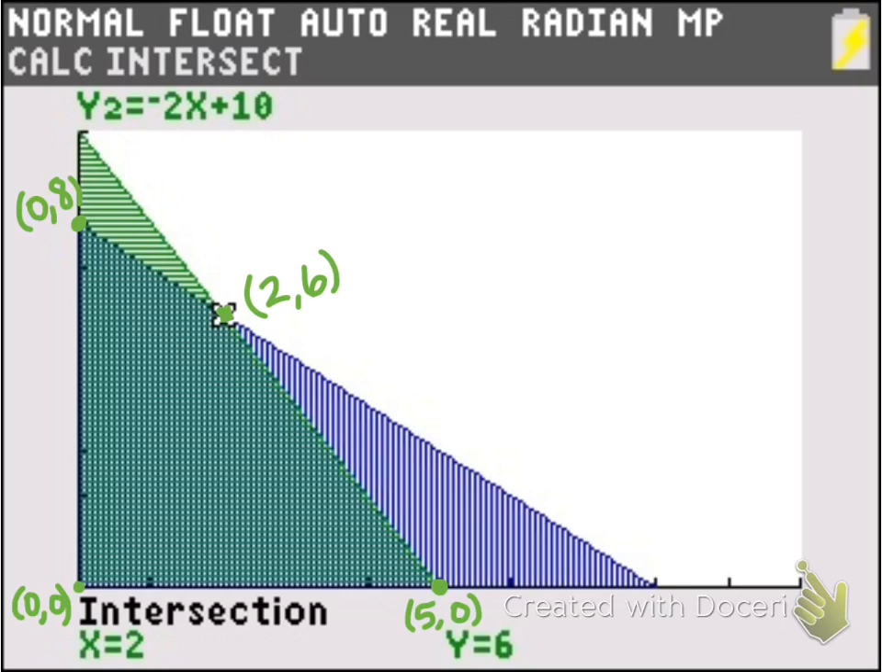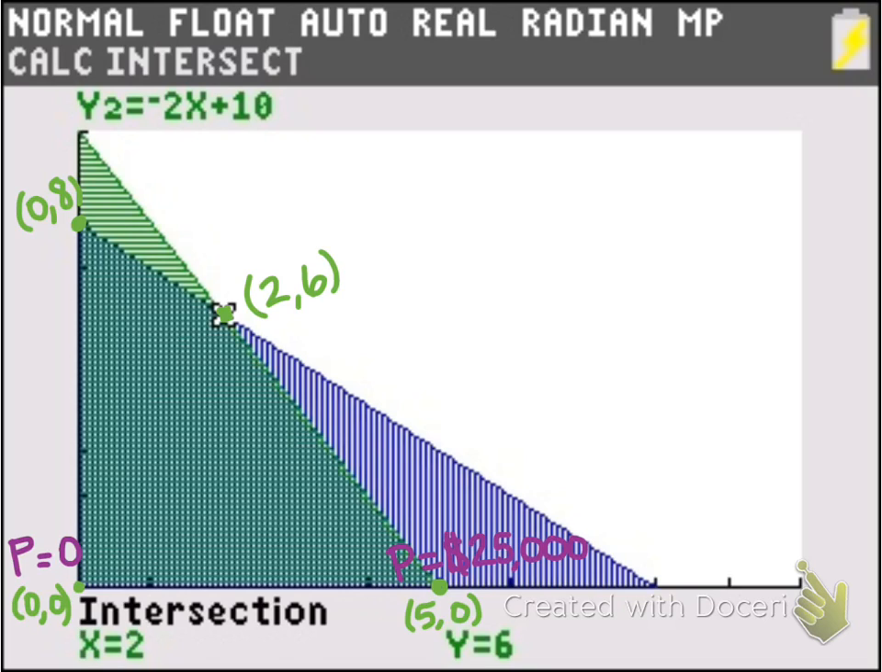So now that I know these points, I want to plug each of these into that objective function and find out which one will maximize my profit. Okay, so when I plug in 0, 0 into my profit equation, I get 0. So that makes sense. If I don't plant any wheat or barley, I'm not going to make any profit. Okay, the next one at 5, 0. This would be 5 acres of wheat, 0 acres of barley. The profit would be 25,000.